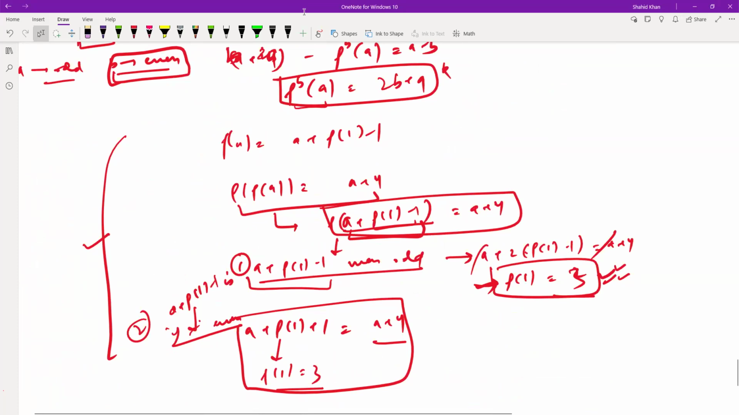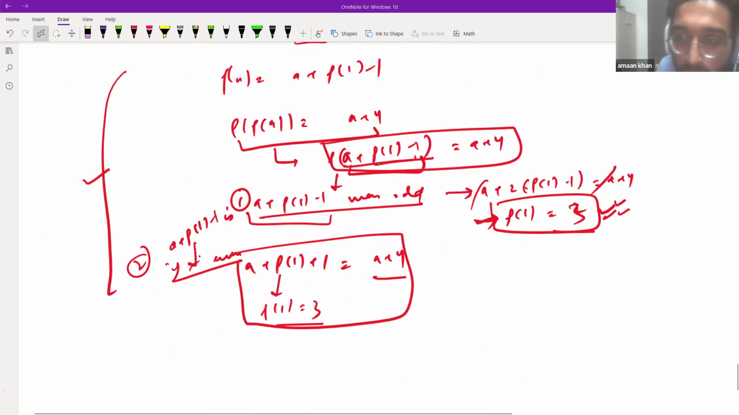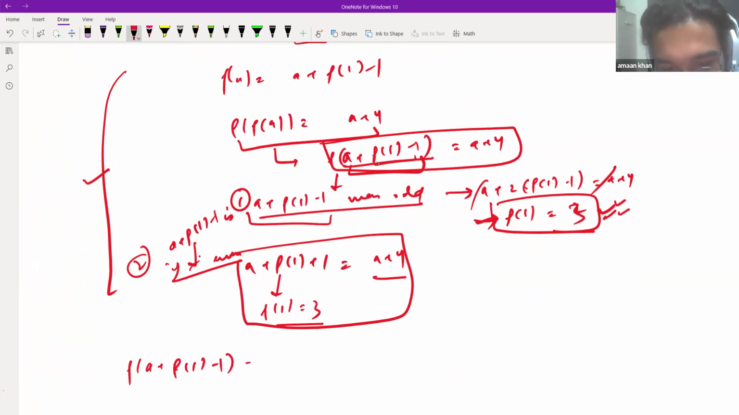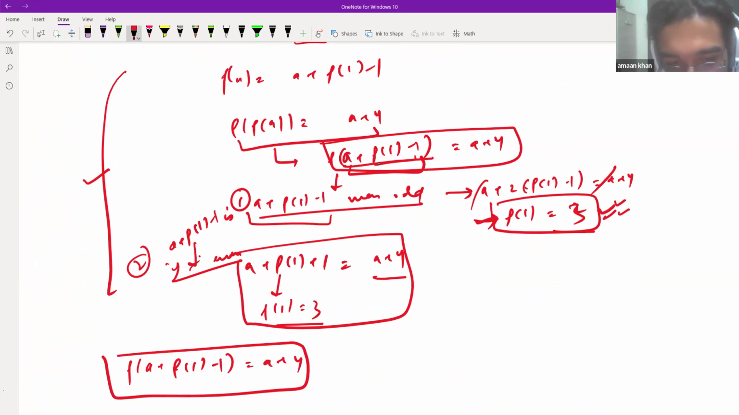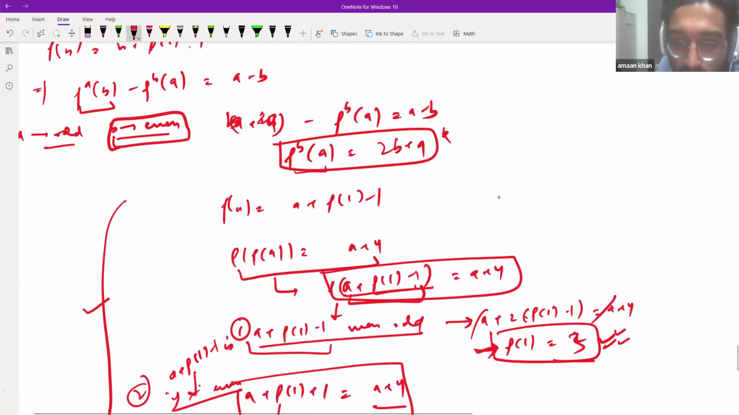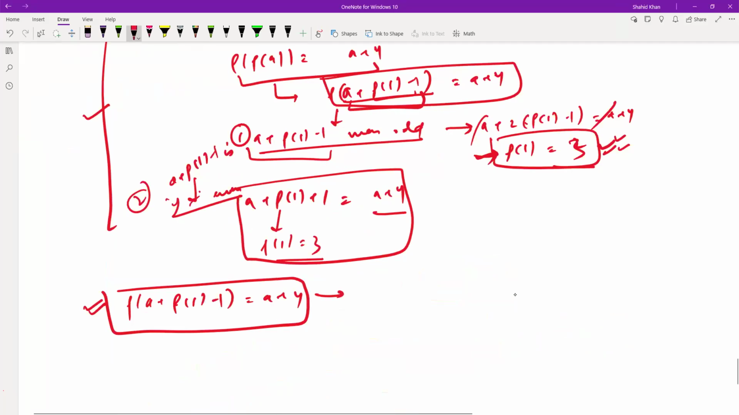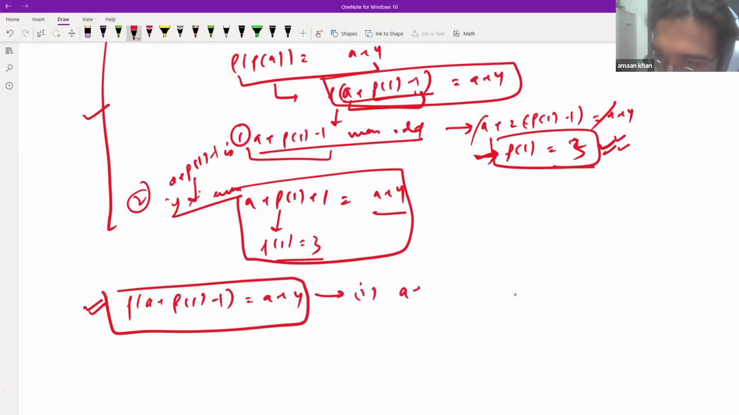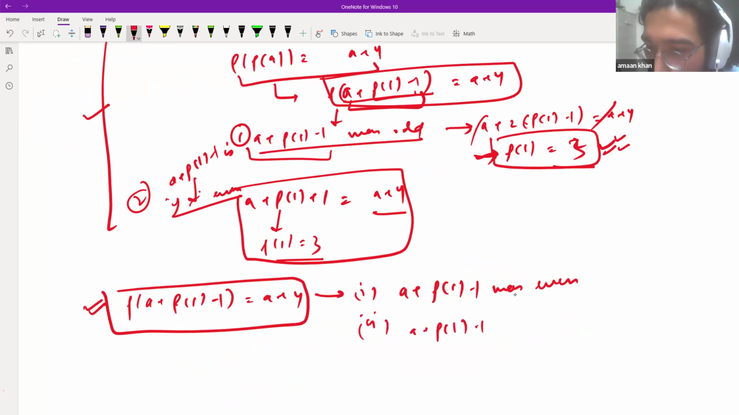Can you show the last step again? Okay. So we had this, right? Did you get how we arrived at this? We took the f on both sides. Now we are making two cases. Suppose a plus f of 1 minus 1 was even, or a plus f of 1 minus 1 is odd.